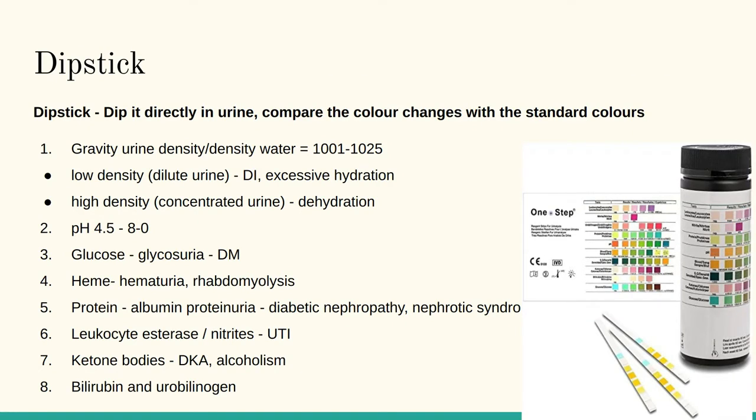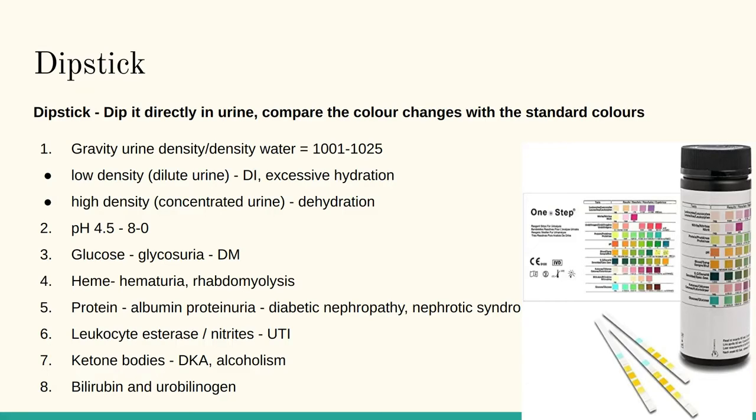The first one would be the gravity, and the gravity is obviously important when it comes to certain diseases. Like a low density would indicate diabetes insipidus or excessive hydration, and a high density would indicate dehydration. And the pH of the urine, the normal value should be between 4.5 to 8.0, and presence of glucose or glycosuria is an indicator of diabetes mellitus.